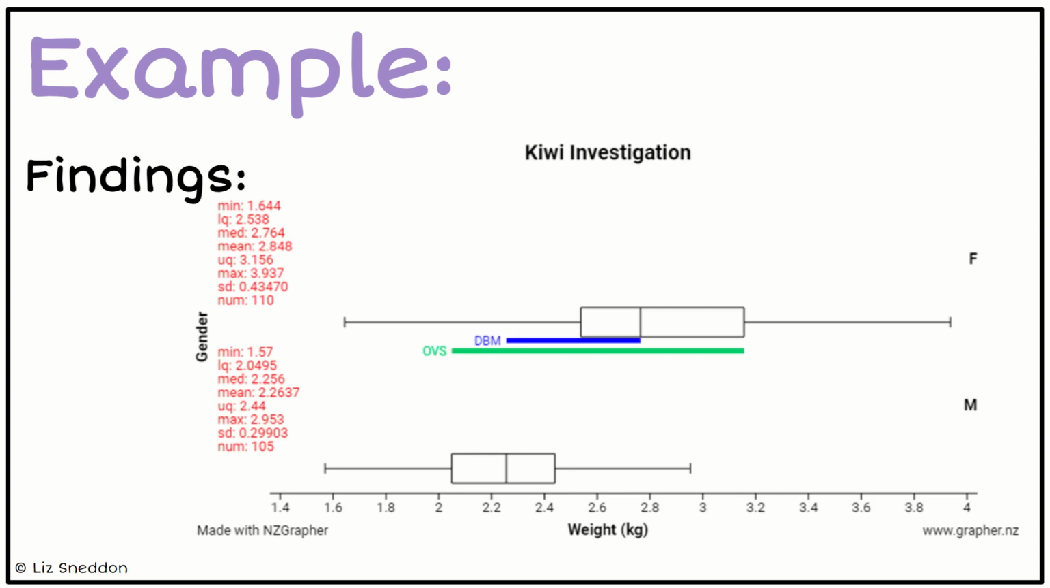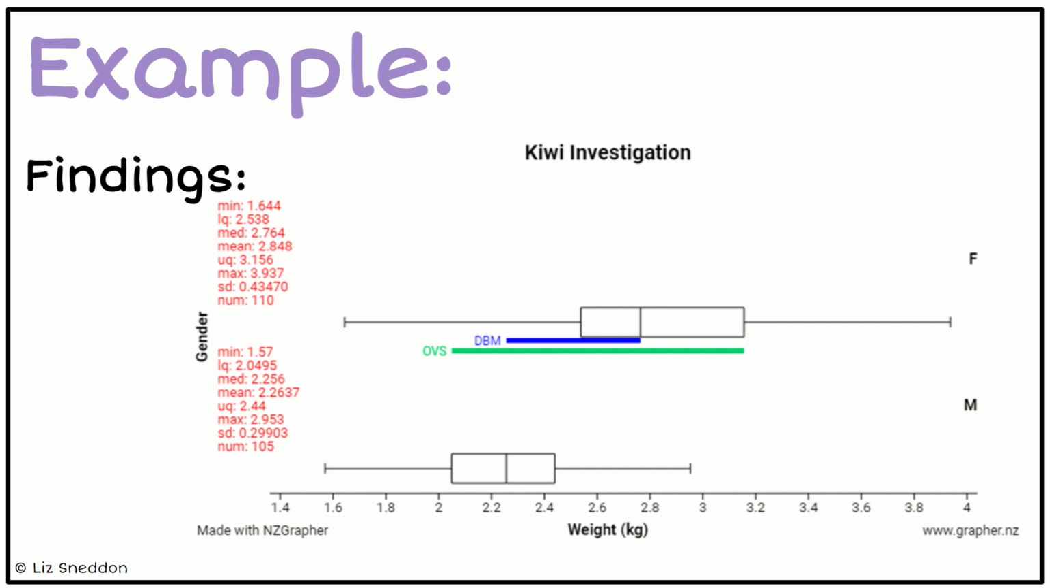So this is the findings of them, and so I can see there I've got my DBM and my OVS, and we can see from previous videos that there is enough evidence to be able to make the call that the females tend to be heavier. So the findings are literally that. The findings are that I can make an inference about the population that the females tend to be heavier than the males for kiwi birds in New Zealand.